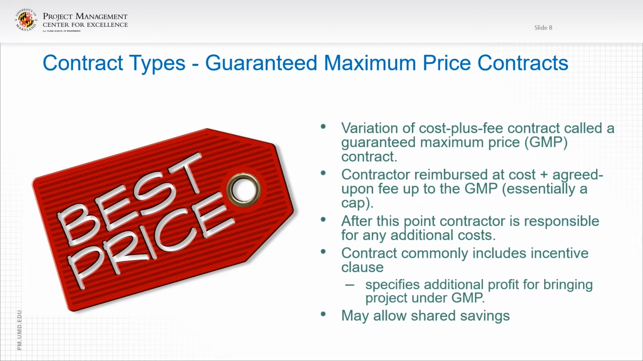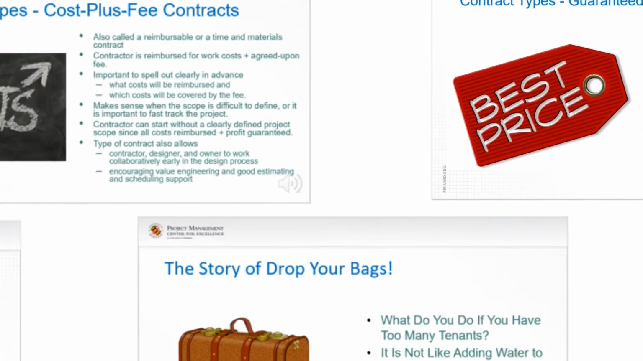And finally, it may allow for the shared savings, as I stated, but it may not. So that's something the contractor and the owner need to work out at the beginning of the job. Often it's a split between the owner and the contractor on the percent that goes to the owner and the percent that goes to the contractor.